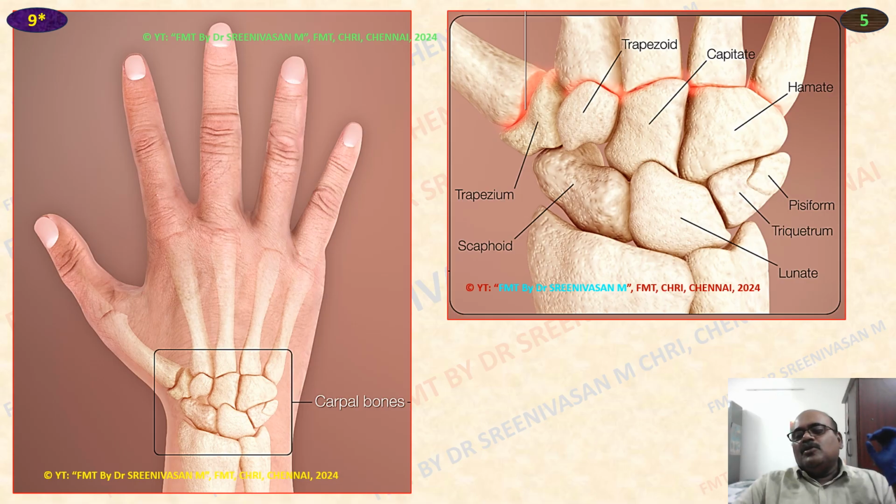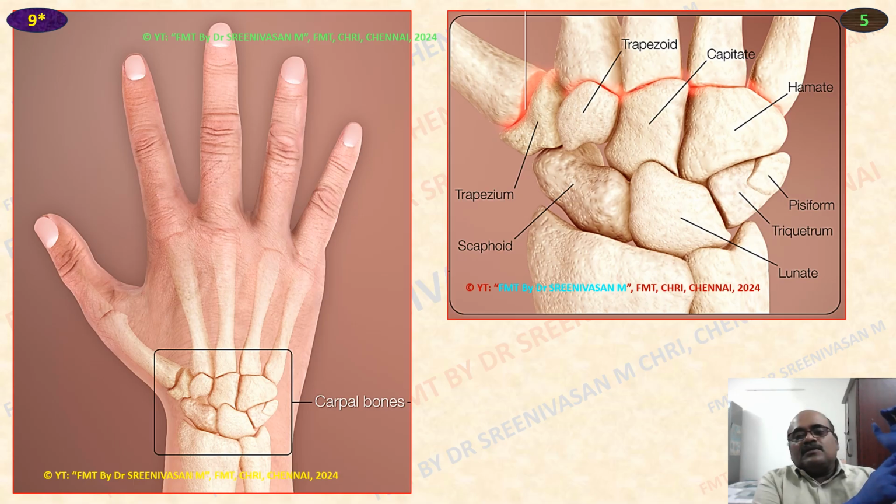More medially below the ulna you have to look for the pisiform bone. Then as far as this distal row is concerned, again from radial to ulnar side, that is from thumb to little finger side, you can write with the pen: that is trapezium, which is below the base of the first metacarpal. Then trapezoid, that is below the second metacarpal.